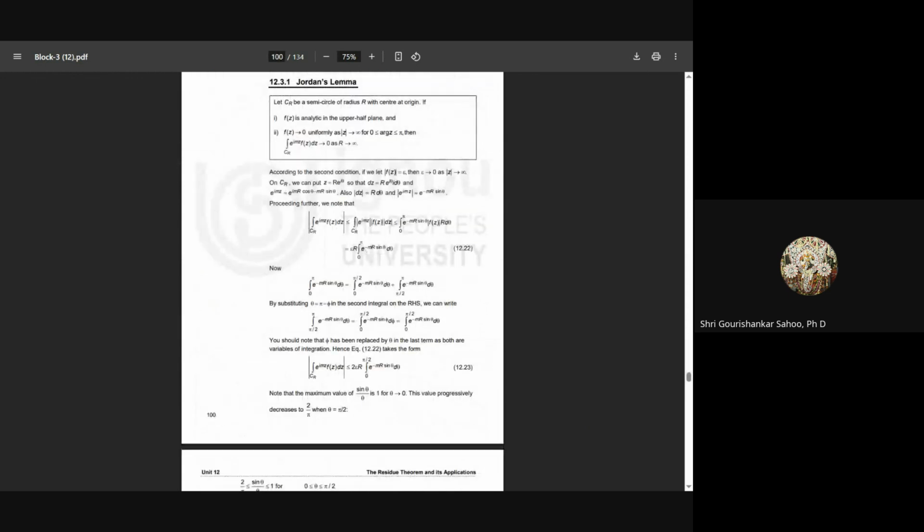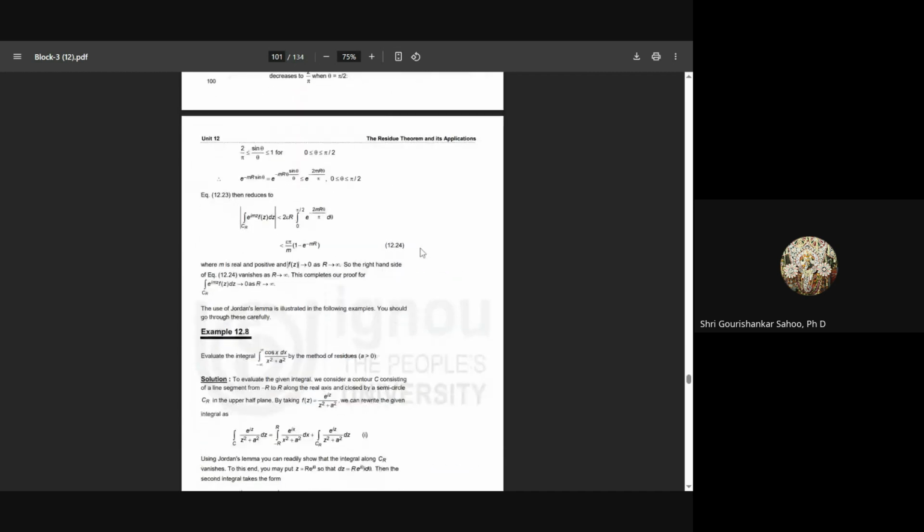Then there is an important thing, Jordan lemma. If C_R be a semicircle of radius r with center at origin, if f(z) is analytic in the upper half plane and f(z) tends to 0 uniformly as modulus of z tends to infinity for 0 smaller equal to argument of z smaller equal to pi, then you can write integration over C_R of e to the power imz f(z) dz tends to 0 as r tends to infinity. This is Jordan lemma.